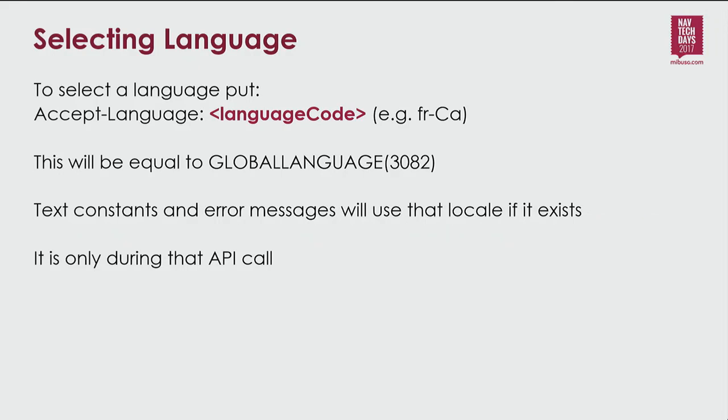Now, a really cool thing that we also got is selecting a language. So if you would like to flip the language under which the web service call is running, it's very simple. You just need to decorate it with accept language in the header and specify a valid language. And then it behaves exactly the same as NAV does. If we have this language, we will return you the text in this language, otherwise we'll just use English. And this is equal to the AL word which says global language, and then you put an ID. So, and it is only during an API call. After the API call, it's going to be rolled back.